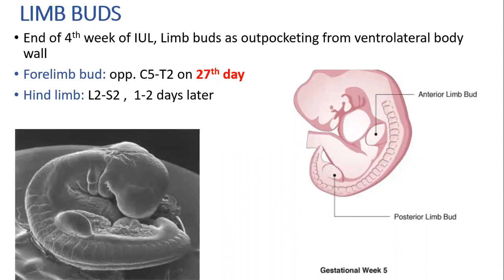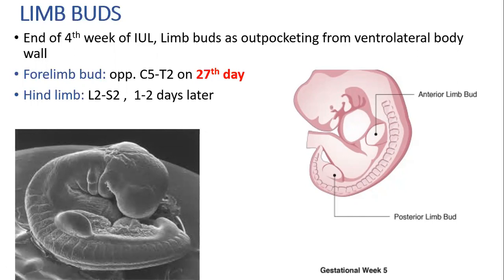So we just did yesterday that at the end of the 4th week of development, limb buds appear as outpocketings from the ventrolateral body wall. You can see outpocketing from the ventrolateral body wall. Upper limb bud, or the anterior limb bud or forelimb bud, and posterior limb bud, lower limb bud or the hind limb bud. The upper limb bud appears opposite C5 to T2 and it appears on day 27, while the lower limb bud lags behind 1 to 2 days. It appears about the 29th day, at the level of L2 to S2, sacral vertebrae S2.